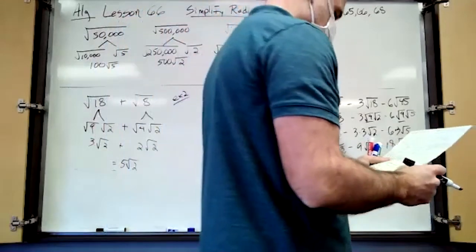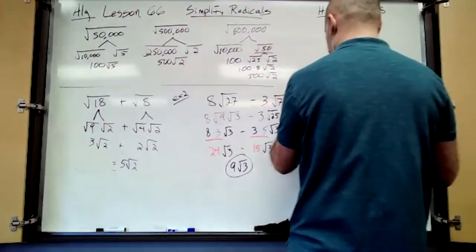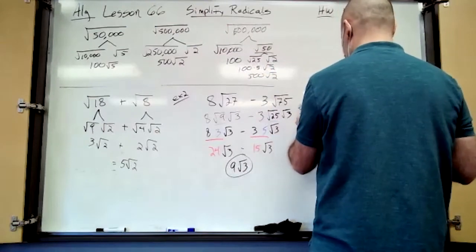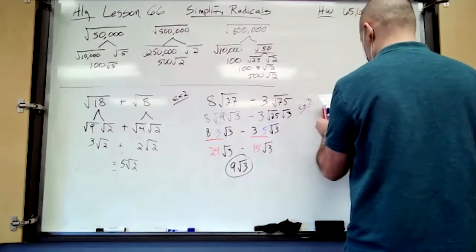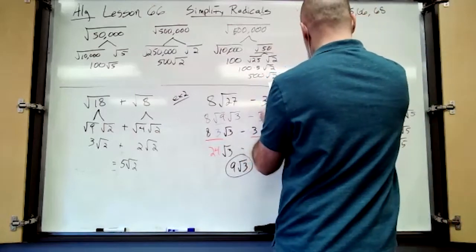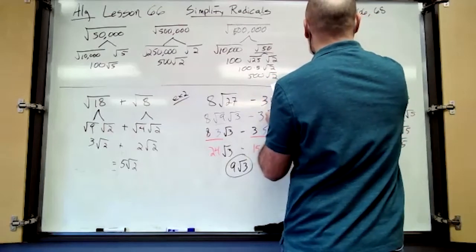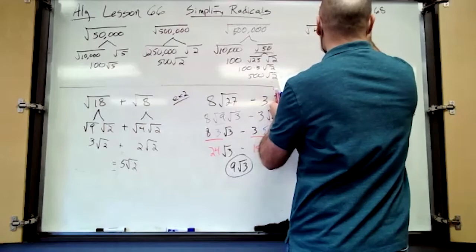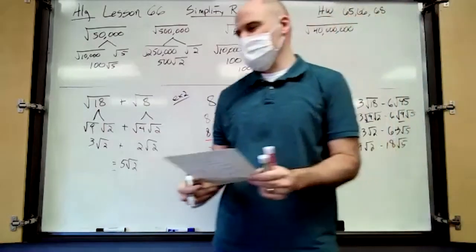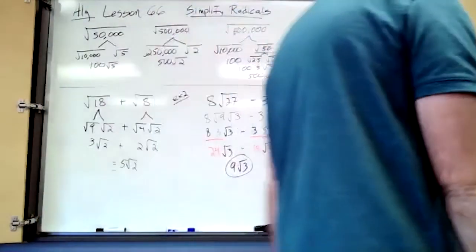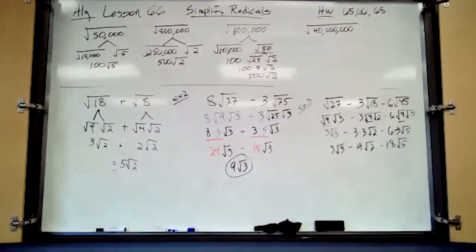You want to do one more? We'll do one more. One more. Let's do the square root of 40 million. What's the square root of 40 million? I think Ethan can do it in his head.